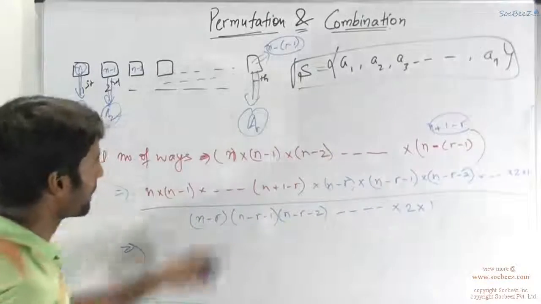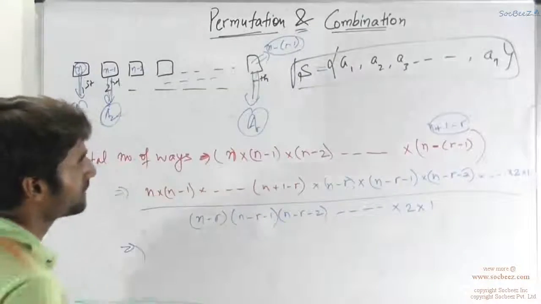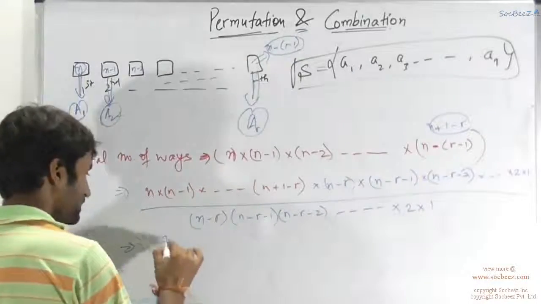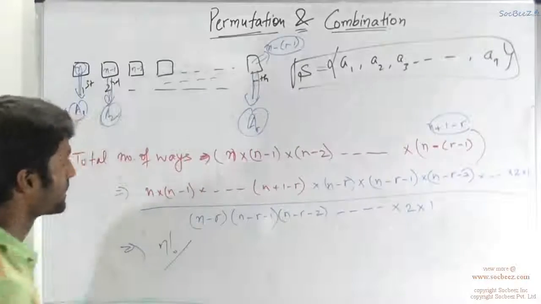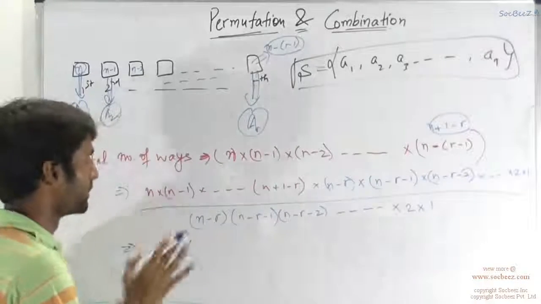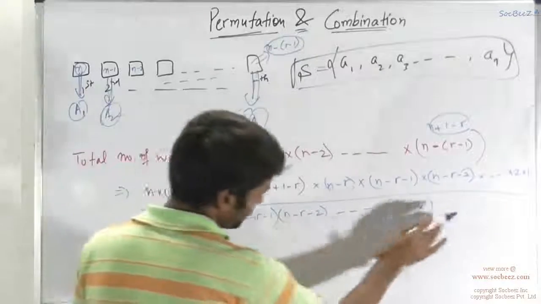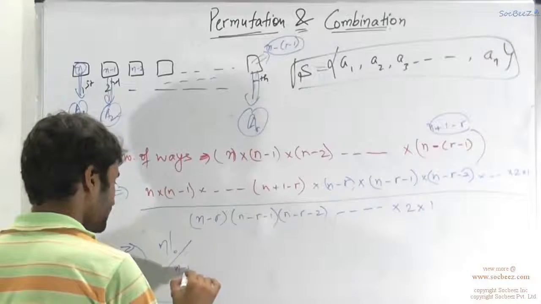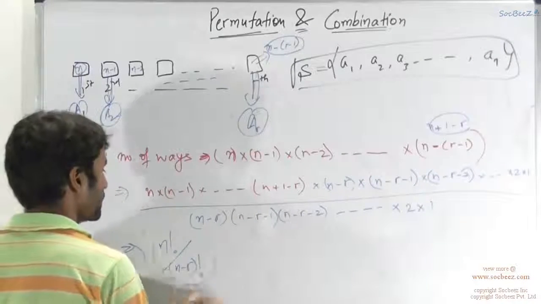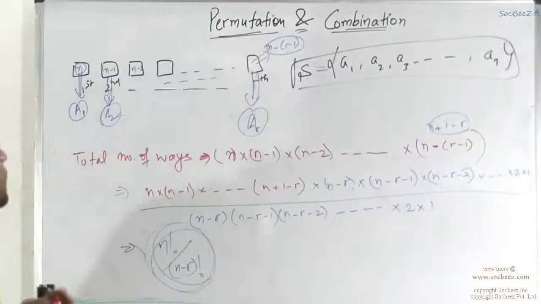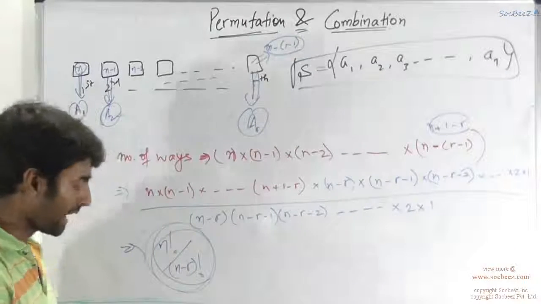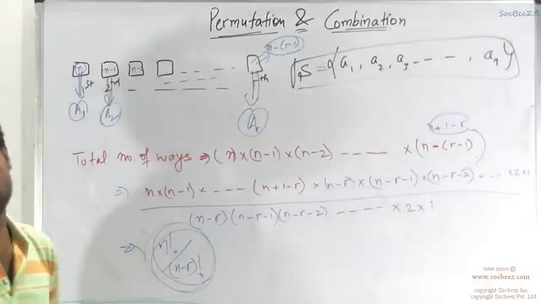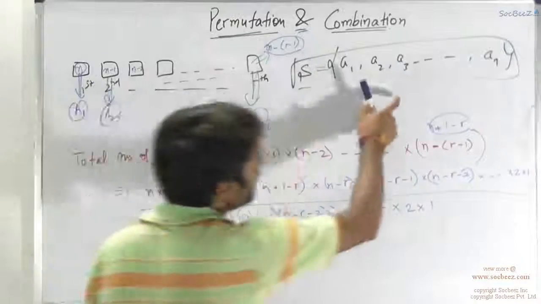So what does the upper expression mean? The upper expression is the multiplication of 1 into 2 into 3 till n. What is this expression? N factorial. That is the multiplication of the first n natural numbers. And in the denominator it is 1 into 2 multiplied till n minus r. So this is n minus r factorial. So this is the basic formula for in how many ways you can arrange n numbers taking r at a time, where all these n numbers are distinct.